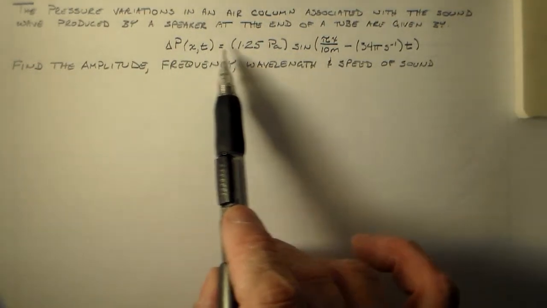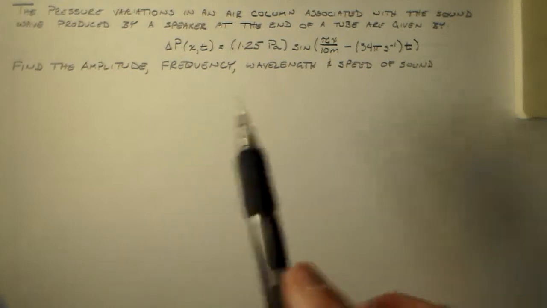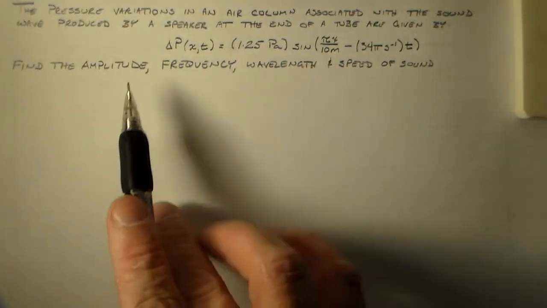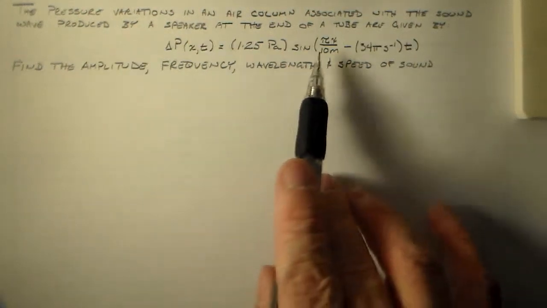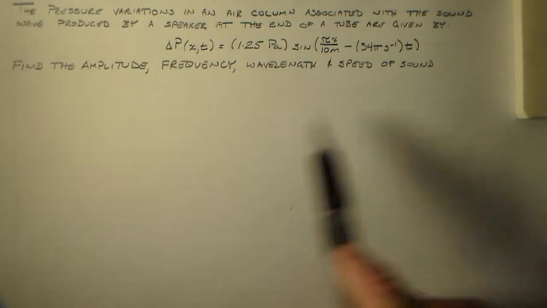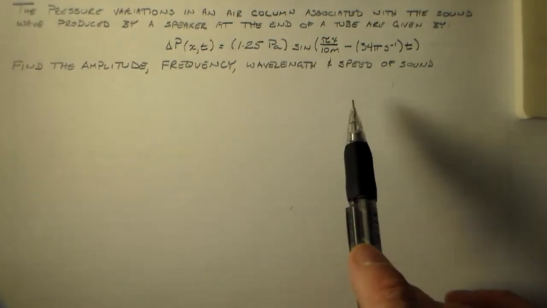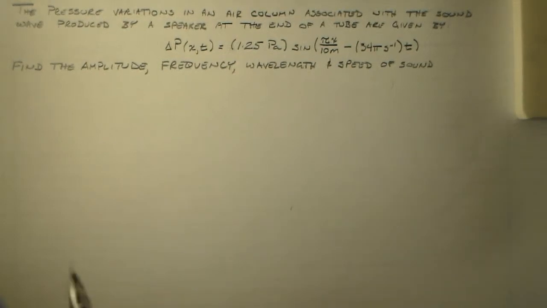And these are given by this equation here, the longitudinal wave equation. We're just going to analyze it and figure out what the amplitude of this sound wave is, what the frequency is, what the wavelength is, and what the speed of sound is for this sound wave. We should already know what that is. I said it's an air column, so it should end up being somewhere around 343 meters per second, is what we have in the book, I believe.